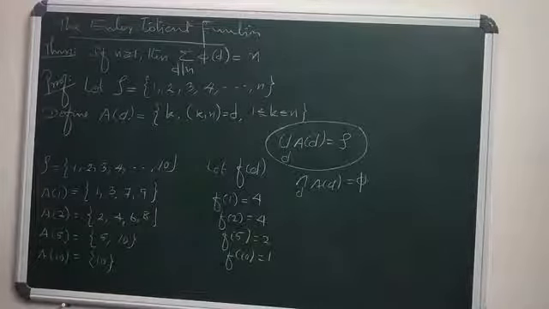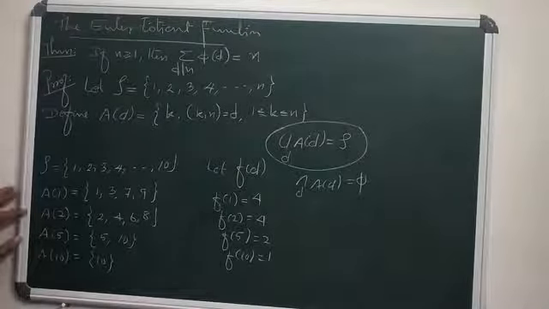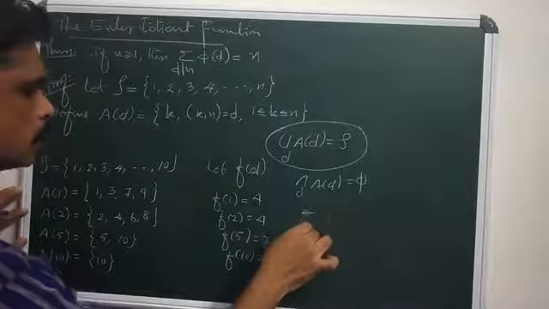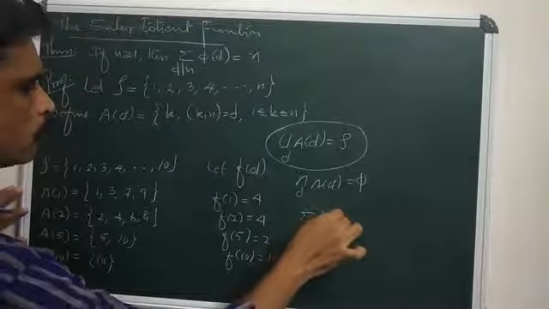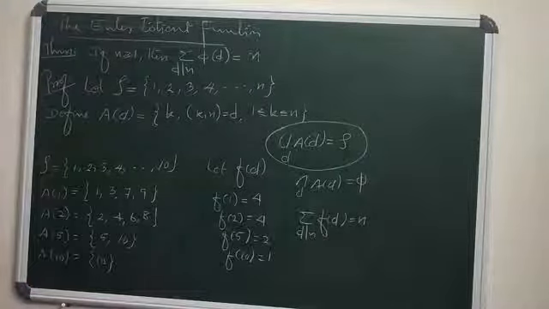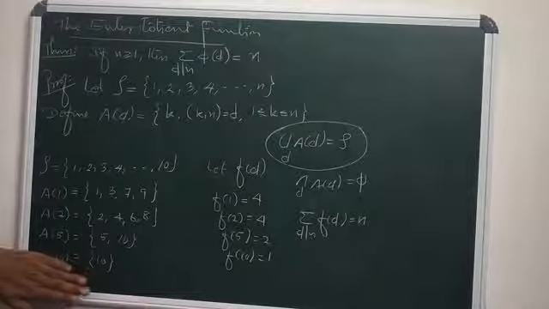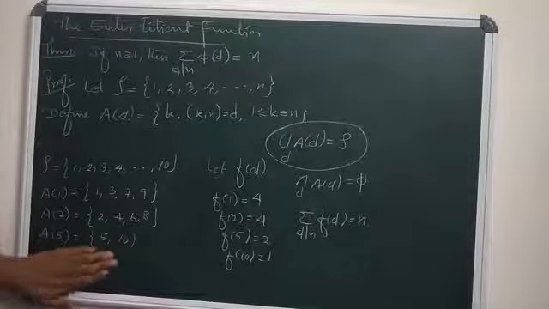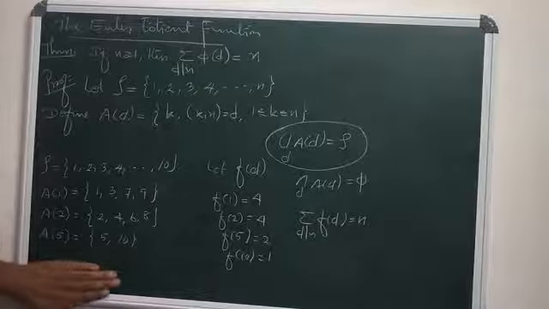So let n be given, and let F of D denote the number of integers in A of D. Okay. So, what about the sum over D dividing n of F of D? Sigma D divides n of F of D equals n. Clear? Okay. So here, A of 10 is not required, because it is less than 10.